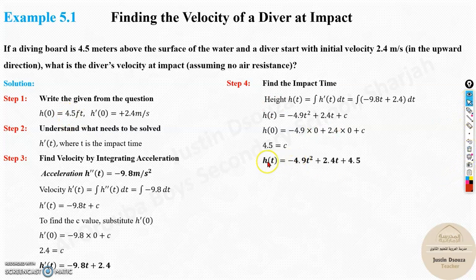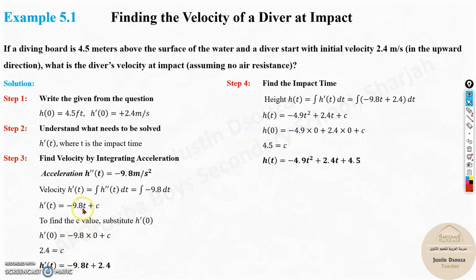Next, h dash of t equals minus 4.9 t square plus 2.4 t, but the c value we found out is 4.5. Generally, for a quadratic or linear function, whatever the initial value is will be the answer. Only when it's trigonometric functions, don't blindly take the c value as the initial conditions. The c value might change depending on whether you have sine or cos.